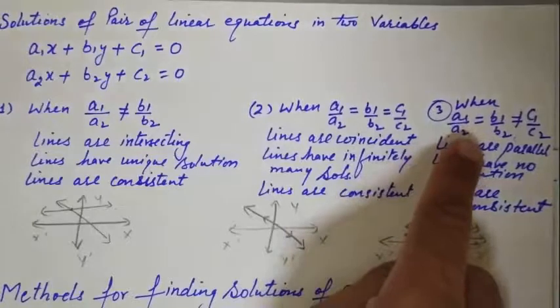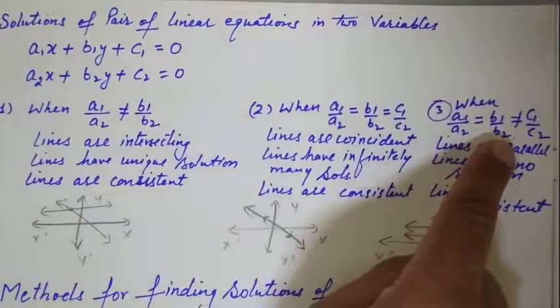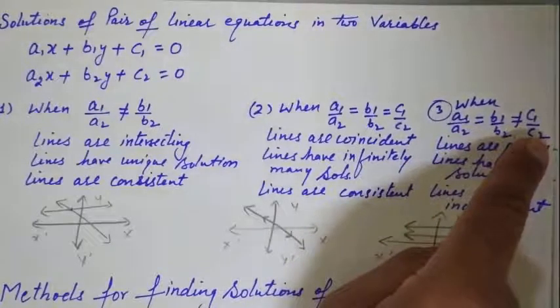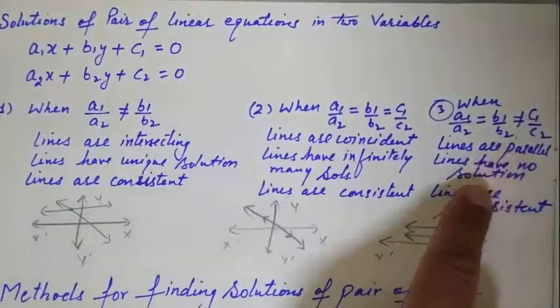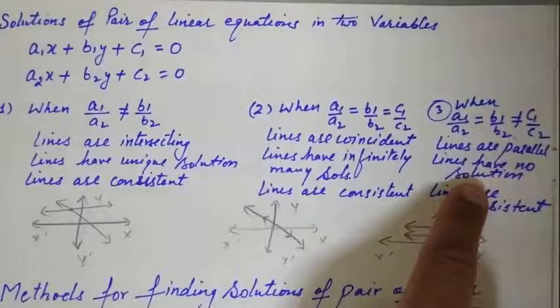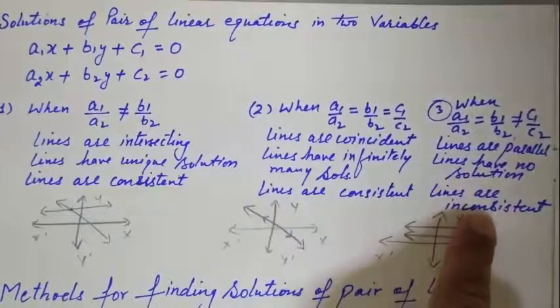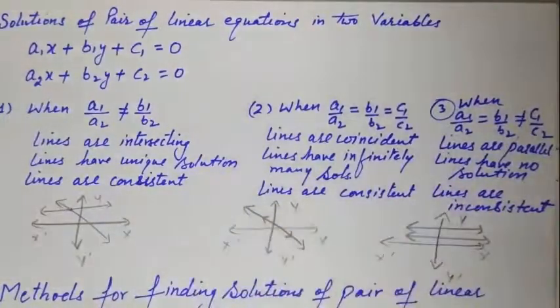The third case is when a1 over a2 is equal to b1 over b2 but does not equal c1 over c2. Then this pair of lines is parallel, meaning there is no solution because they will not have any common point. So this pair of lines is called inconsistent.